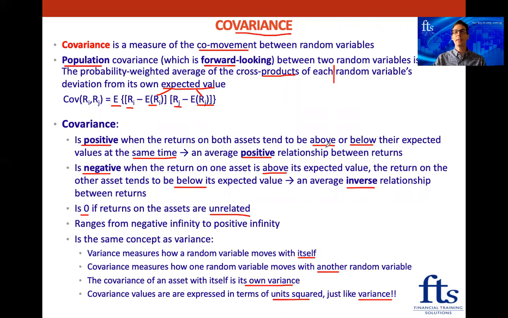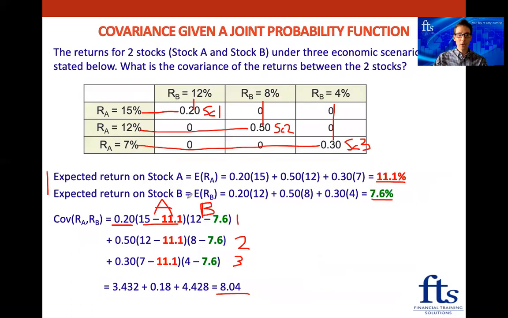So let's see now whether the returns are above or below the expected values at the same time. Let's have a look. Here under scenario 1, asset A is above its expected return, and so is B above its expected return. And the same with scenario 2. In scenario 2, asset A is above the expected return, and so is asset B. So in both of those, both A and B are above the expected returns at the same time.